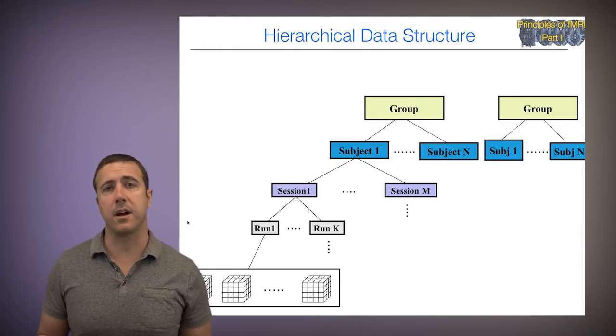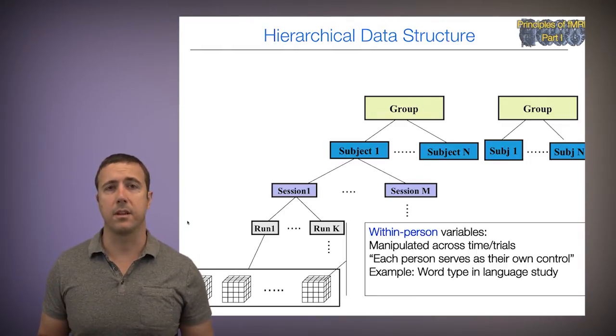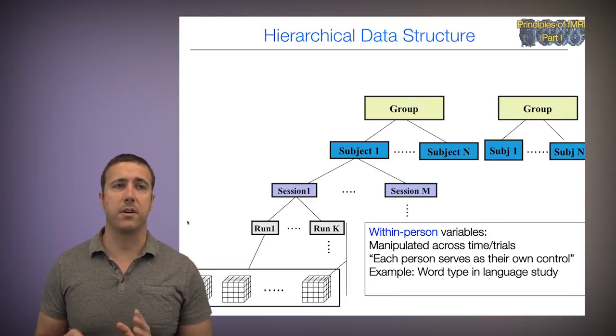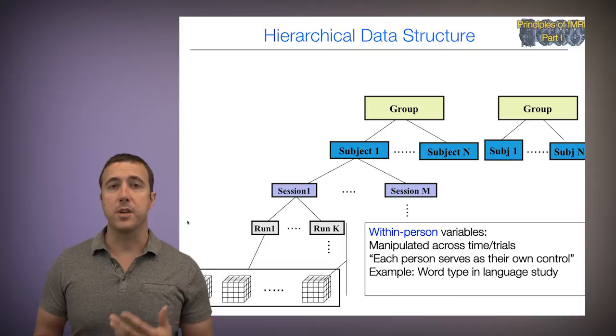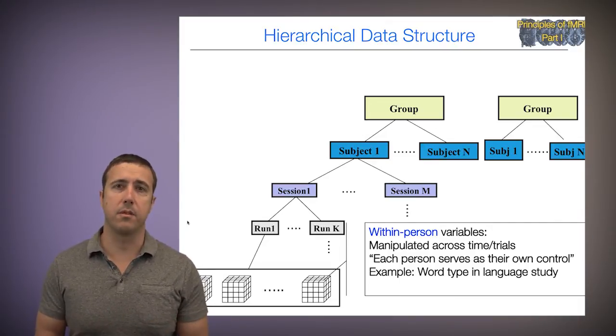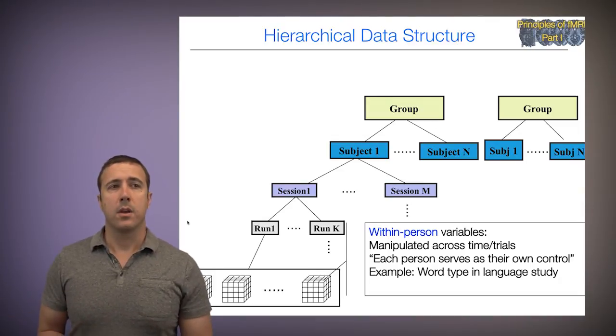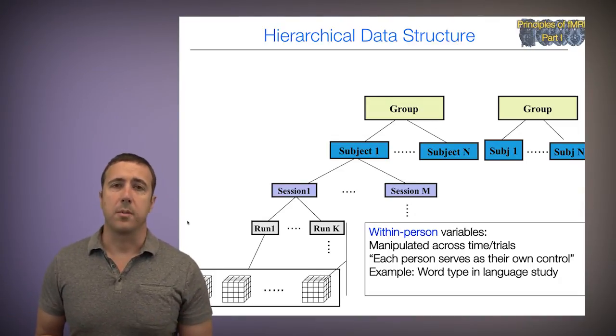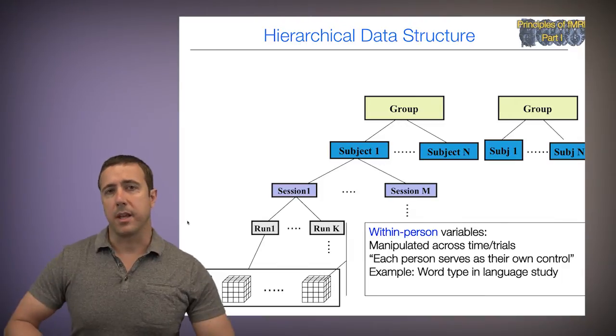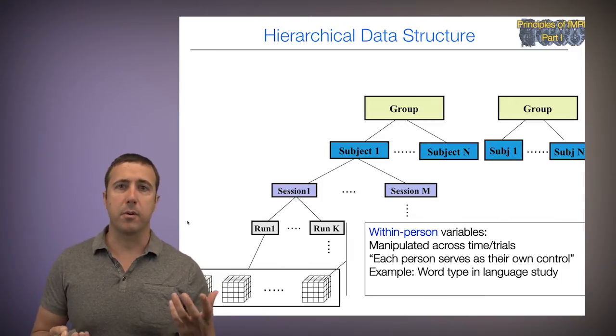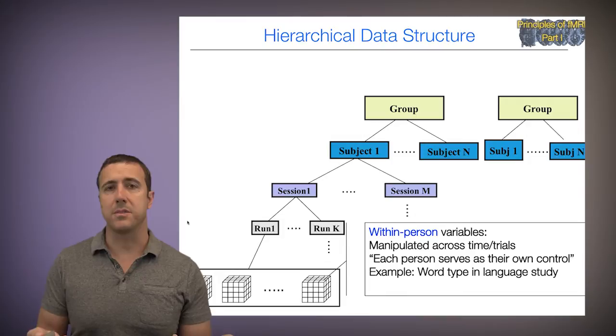So there are two basic kinds of variables in a design. The first is within-person variables, and those are ones that are manipulated across time or trials, so each person serves as their own control, and each person experiences both types of events, or all levels within a variable. So one example is word type in a language study. We might look at nouns and verbs, and every person sees both nouns and verbs at some time during the experiment.